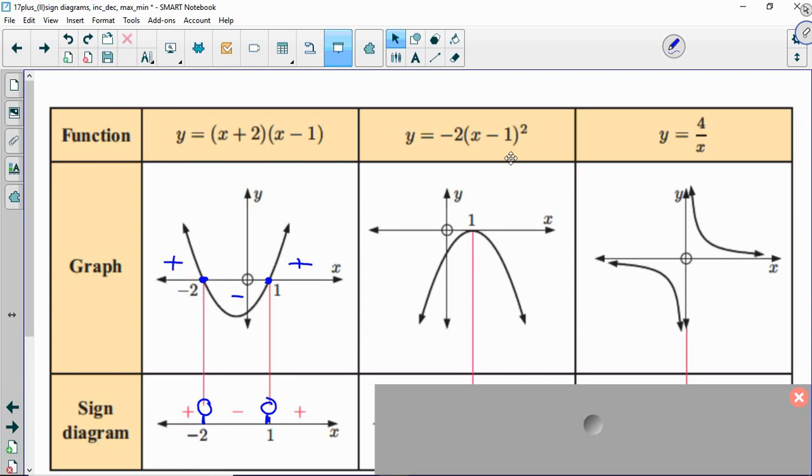All right, looking at this one, it's got a 0 at 1. And on both sides of that, it's below the x-axis. So this one's going to be negative, 0, negative.